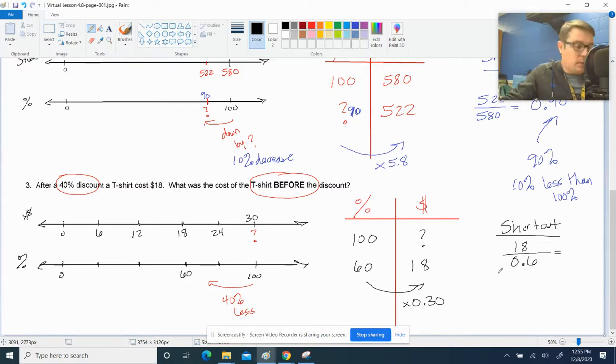So use those double number lines, draw those tables. I think that the double number line is great just to get your bearings on whether the number is going to be bigger or smaller. And then you can decide whether you're going to divide or multiply by your 0.6 based on the fact that it's a 40% discount. And 100 minus 40 is 60%. The same reason I got 60 there, right?